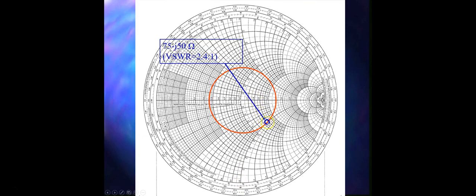So you will mark that point, and then from the center you will start drawing the circle. When you draw the circle, whichever point it passes on the real axis will be your voltage standing wave ratio. In this case, if you read it, it will come around 2.4. So the voltage standing wave ratio for this case is 2.4:1.